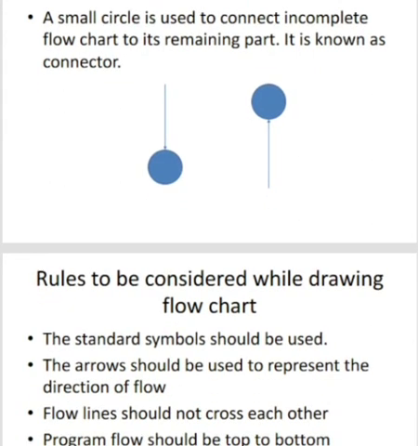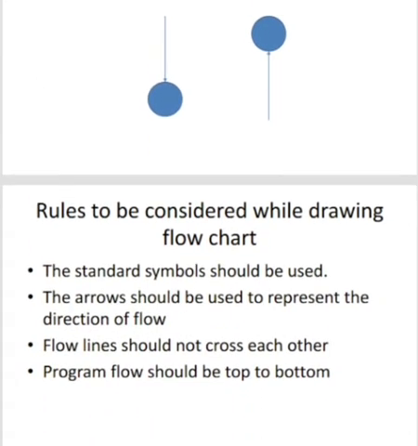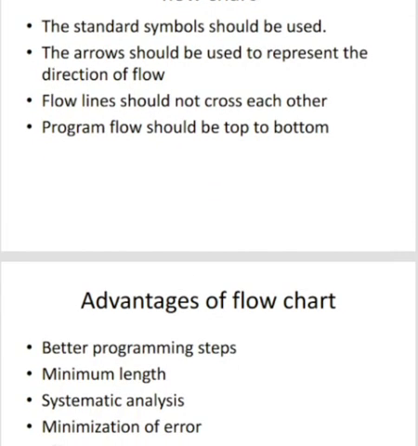So there are some rules to be considered while drawing a flowchart. The first is that standard symbols should be used. The second is that arrows should be used to represent the direction of flow. The next is that flow lines should not cross each other. And the last is that the program flow should be top to bottom.